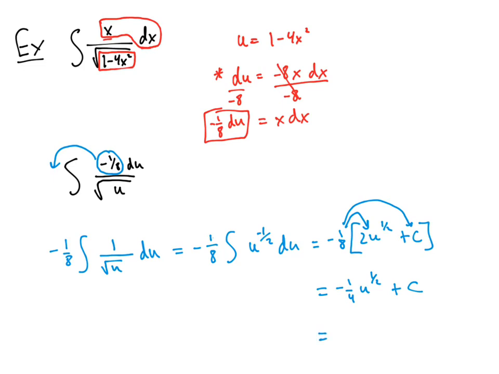And then lastly, we need to substitute back in whatever we had for u. So this will be negative 1/4 times 1 minus 4x squared, raised to the 1/2, plus c. And again, instead of writing raised to the 1/2, we could write this as a radical and not have the 1/2 here. Whatever floats your boat is fine for an answer.